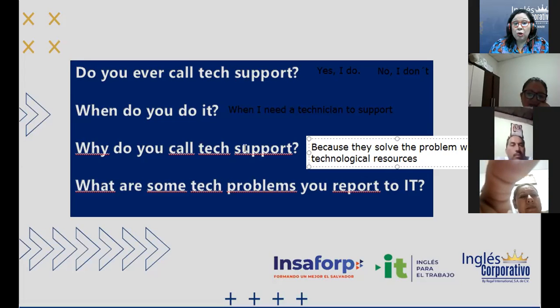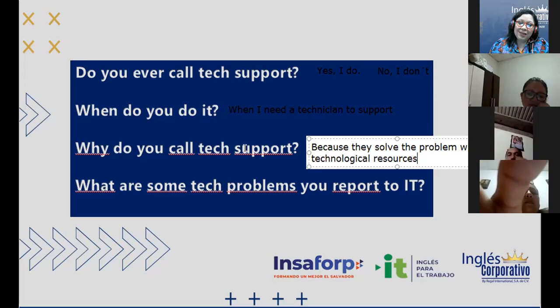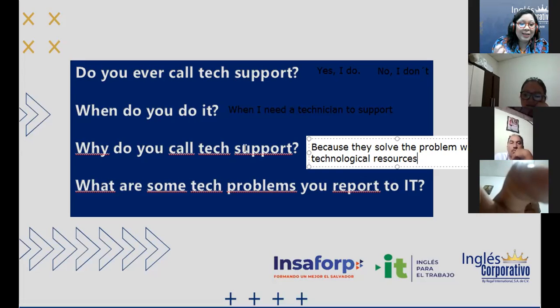Entonces, no solamente es to fix problems, porque a veces el departamento de soporte técnico es solamente una parte del departamento de tecnología, ¿verdad? Y el departamento de tecnología, ¿qué es lo que hace? Develop, ¿ok? They develop technologically all the systems in the company. It's not only hardware, it's not only software, but hardware too, okay? That is why when we call tech support, we need to express correctly the problem, okay?